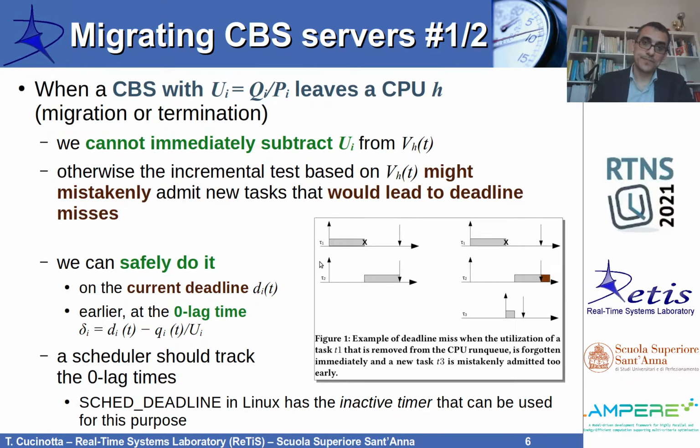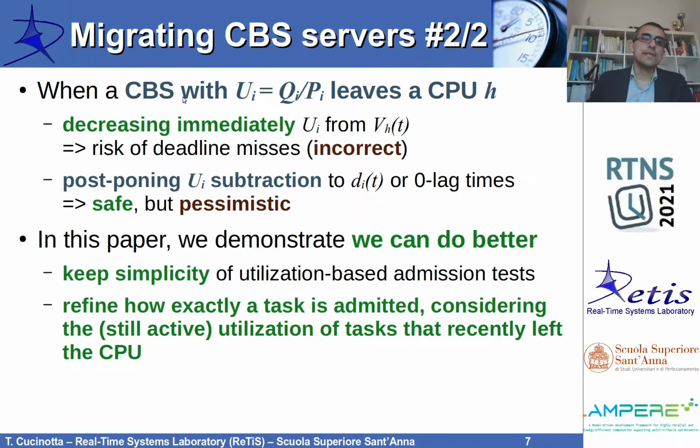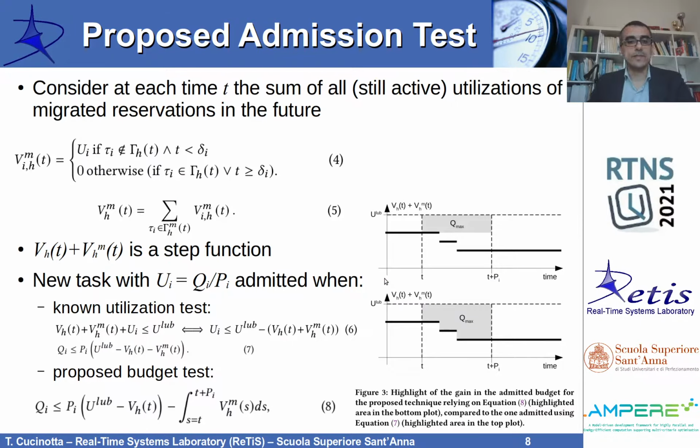For example, the deadline scheduler in the Linux kernel has the inactive timer that can be used conveniently for this purpose. Now, when the CBS leaves the CPU, if we immediately decrease U_i from V_H, we get incorrect behavior with the risk of deadline misses. If we postpone the subtraction to the zero lag time, then this is safe, but we show in this paper that this is also pessimistic. So we can improve on this, keeping the simplicity of utilization-based admission tests as they are generally known, by refining how exactly we perform admission, considering the still active utilization of tasks that recently left the CPU.